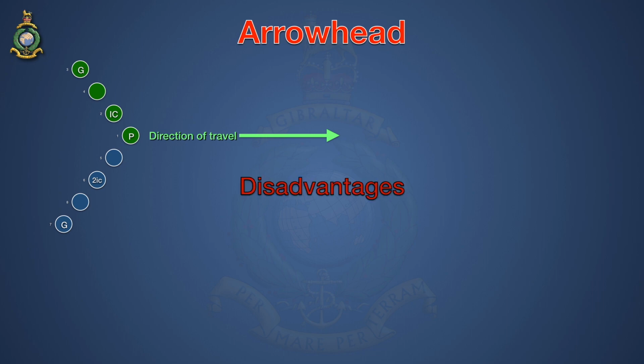So, Arrowhead disadvantages. It's hard to maintain a good formation. Think about it a bit like with extended line. We all walk at different rates, and we could be lugging different equipment and stuff. To keep that exact shape or formation is quite difficult.